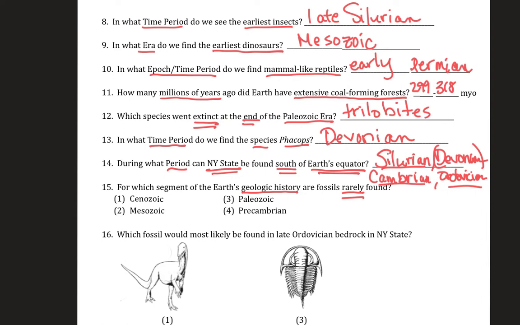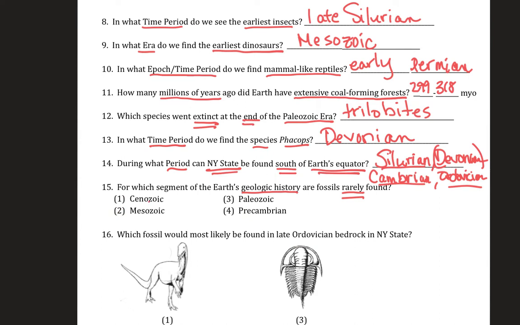And we can see that it's not Cenozoic, it's not Mesozoic, it's not Paleozoic, it's definitely Precambrian. Okay, number 16, which fossil would most likely be found in late Ordovician bedrock in New York State? So we're going to have to look at each one of these fossils and figure out if it lived during the late Ordovician. Let's take a look.